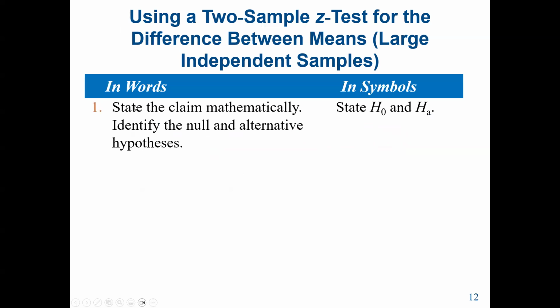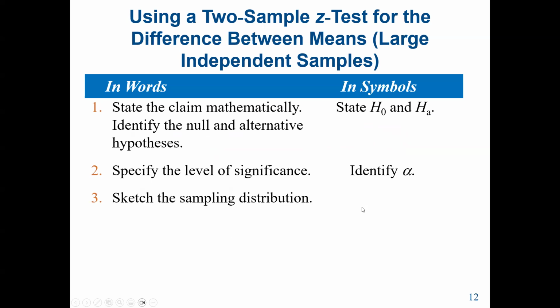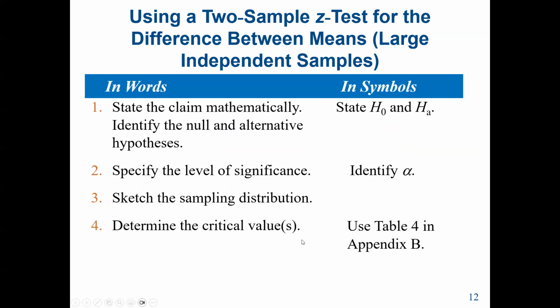So the first thing we do, again, is state the claim mathematically, and identify the null and the alternative hypothesis, which means we state H0 and HA. Then secondly, we have to specify the level of significance. That will be our alpha. Most of the time the default is 0.05. Then we need to sketch the sampling distribution. Then we are going to use the critical values.